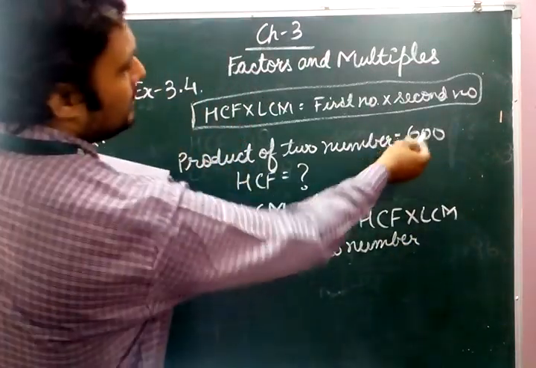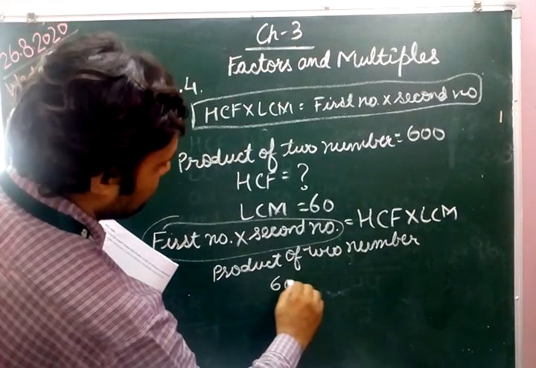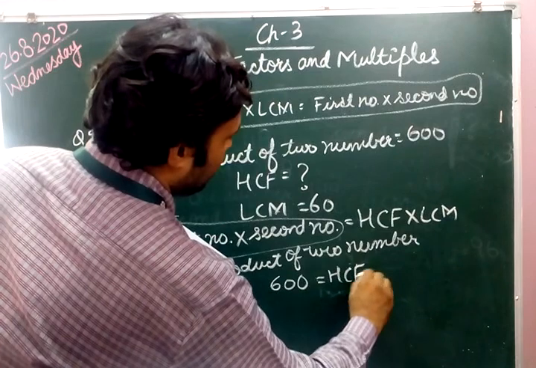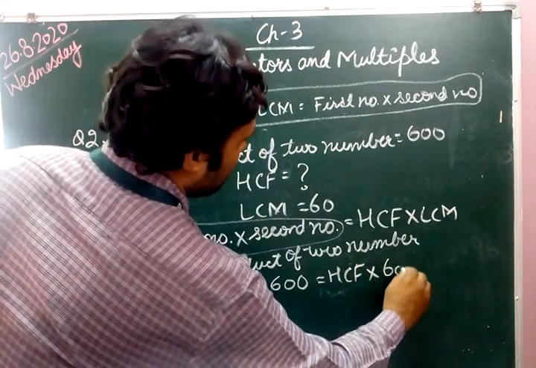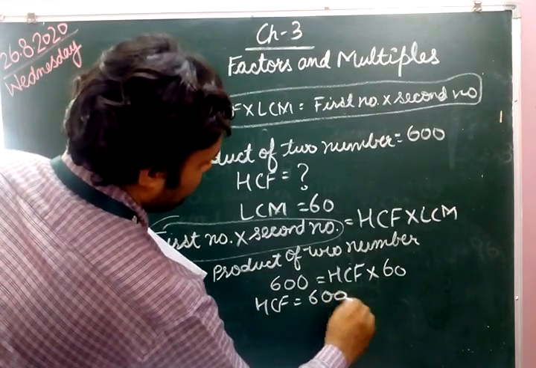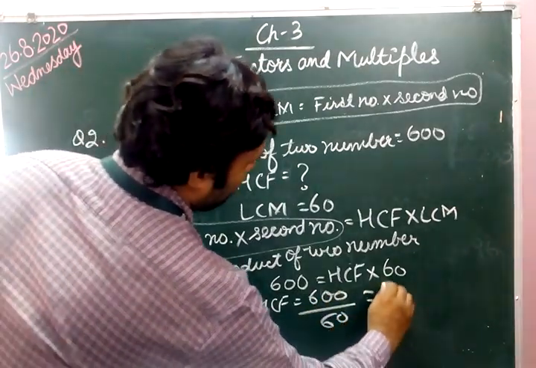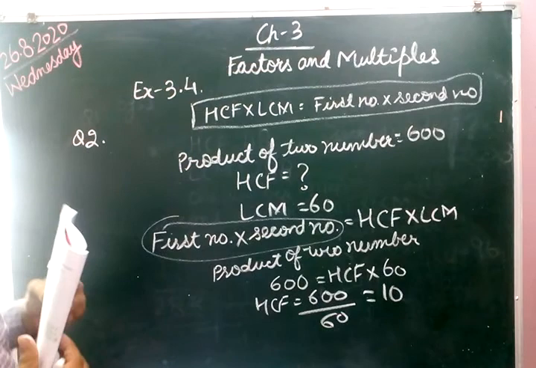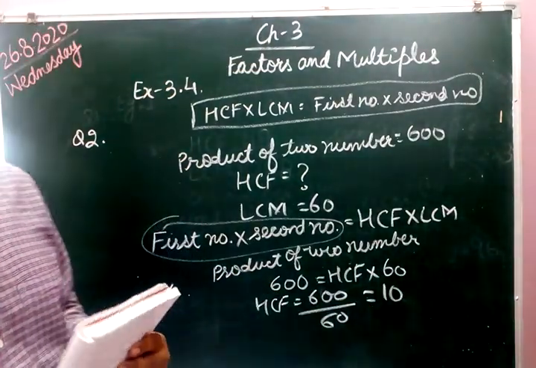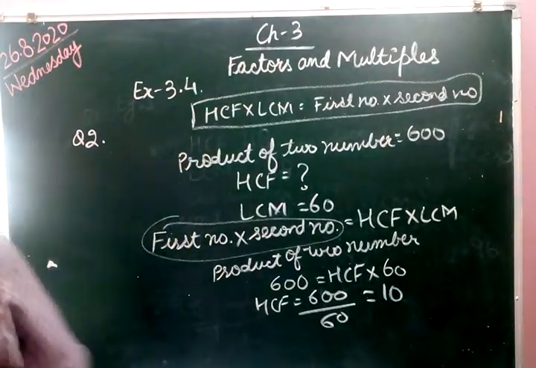What do we have? 600 equals HCF times LCM. HCF we have to find out, and LCM is 60. So HCF equals 600 divided by 60. You got the answer 10. So here the answer is 10. In this way you can do the question.